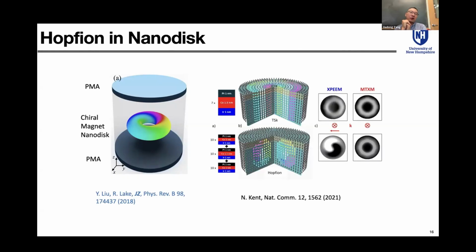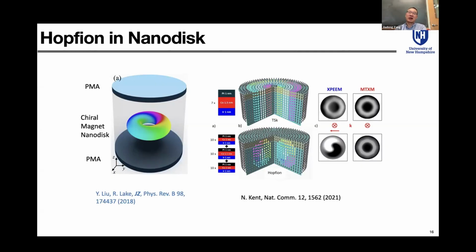And this prediction was later experimentally realized by Peter Fischer's group. What they did is to have a stacking sequence of magnetic multilayers. By fine-tuning this sequence, they can get the chiral magnet in the interior and the spin polarized, large perpendicular magnetic anisotropy layers on the top and the bottom.